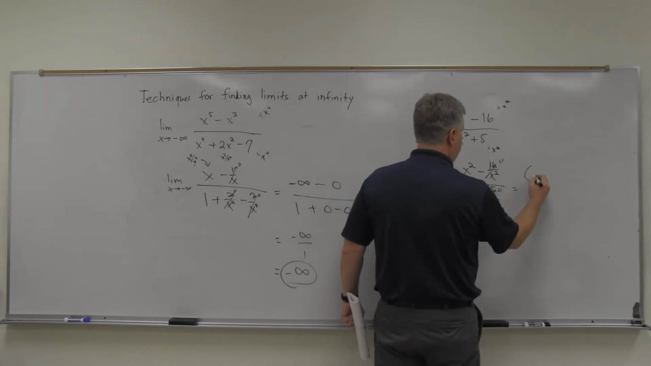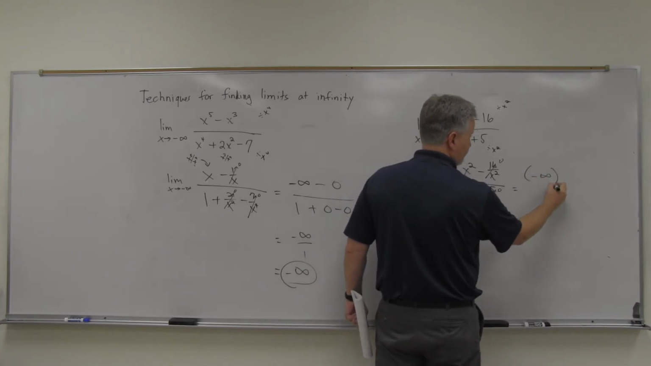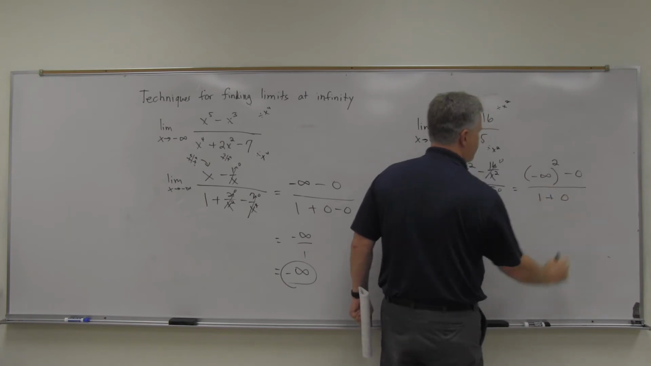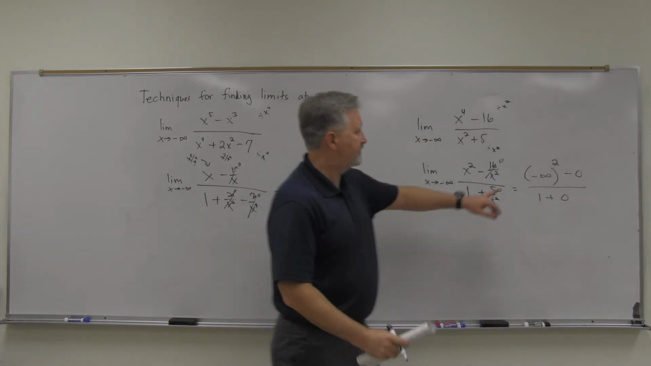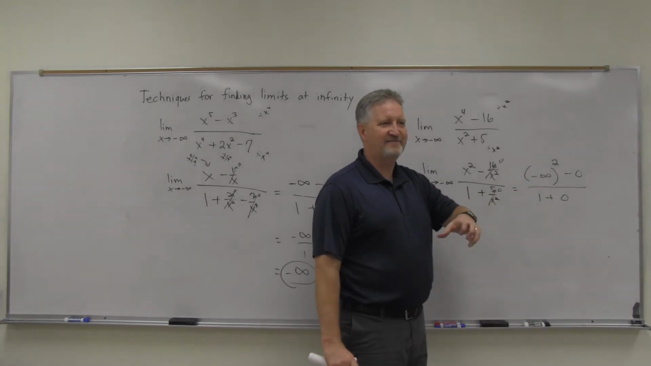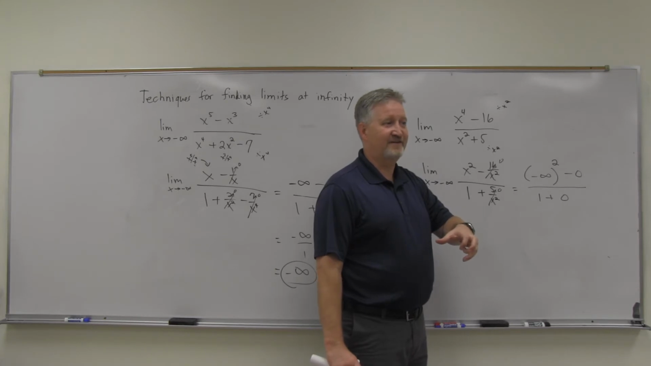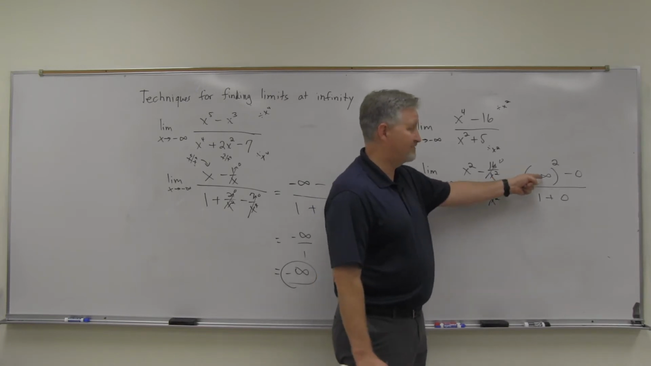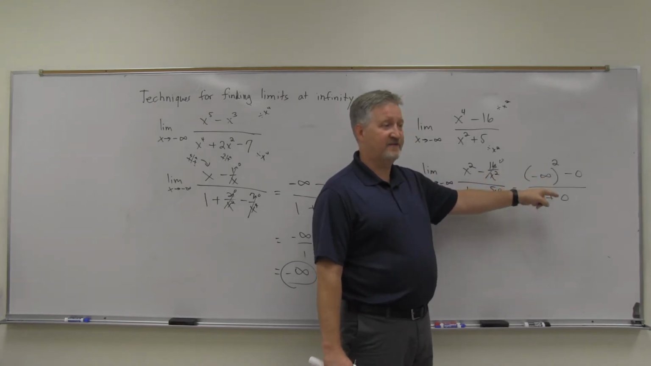So here I've got negative infinity, the x is negative infinity, squared minus 0 over 1 plus 0. So what's going to happen when I square the negative infinity? Well, it's a negative times a negative still, isn't it? It's not going to still be negative infinity though, is it? It's a negative times a negative. It's a positive. This is positive infinity. If I square negative infinity, that's positive infinity.